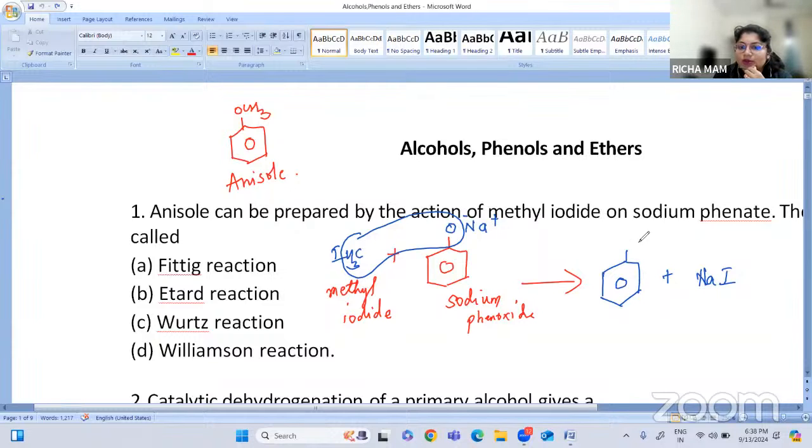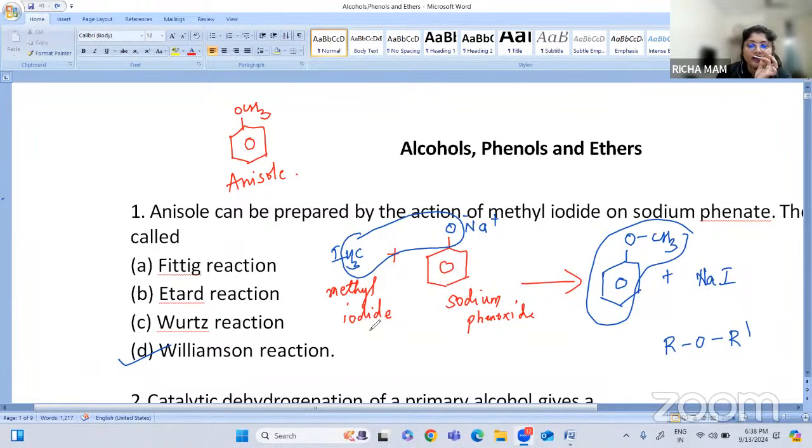Here, this is OCH3. Is it resembling an ether, ROR dash? Yes. So which is the reaction? Here it is a Williamson reaction, because what we have prepared here is an ether. So what is our answer? It is a Williamson ether synthesis.